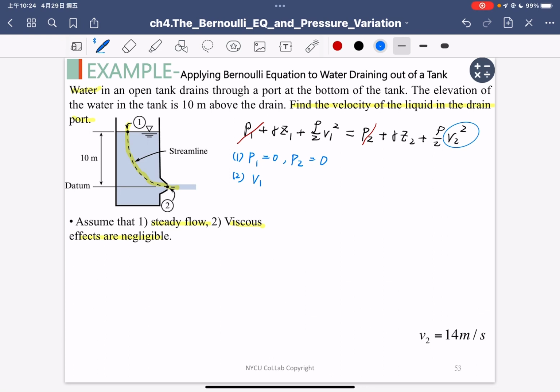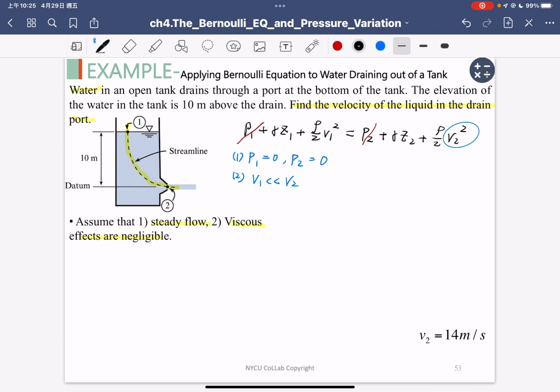But we assume the V1 is quite smaller than the V2, because the V2 is a small hole, so the water flows out with a velocity that is higher than the rate at which the water surface decreases. Okay? So in that case, we may ignore the V1, since it is quite smaller than the V2.